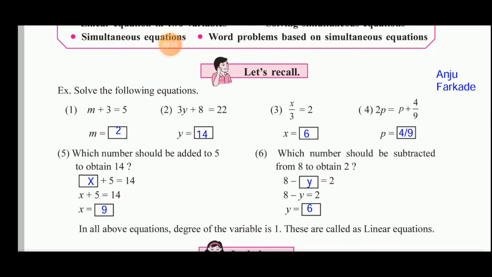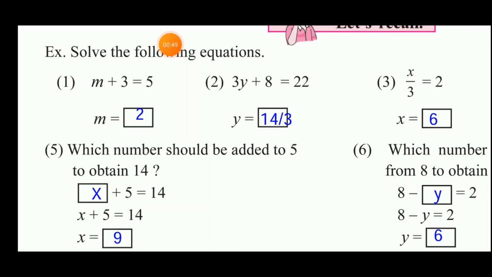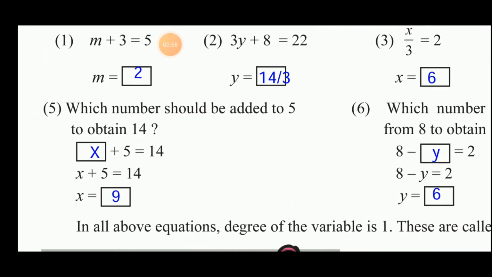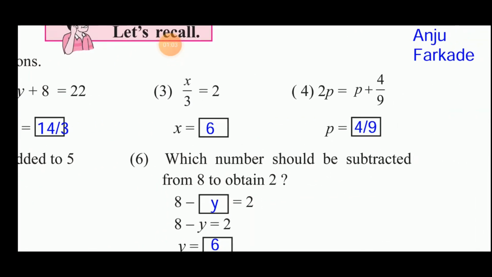The first sum you see, m plus 3 is equal to 5. So, m will be equal to 5 minus 3, that is 2. 3y plus 8 equal to 22. So, 3y will be equal to 22 minus 8, that is 14, and y will be equal to 14 upon 3. Then x upon 3 is equal to 2, so x will be equal to 3 into 2, that is 6.